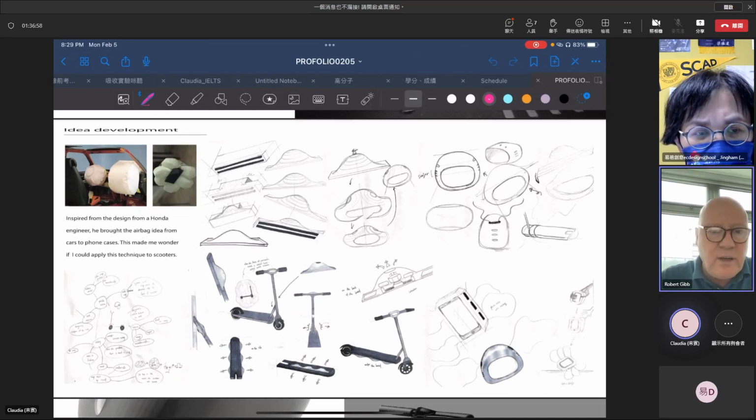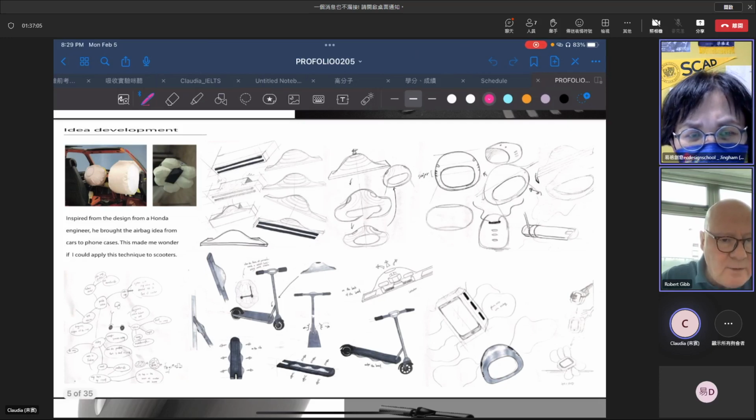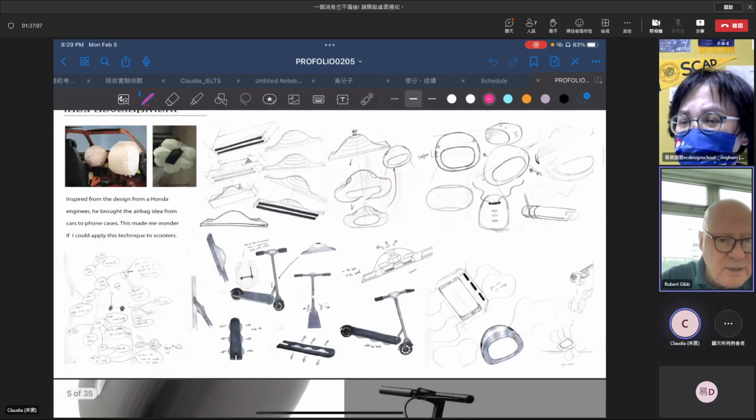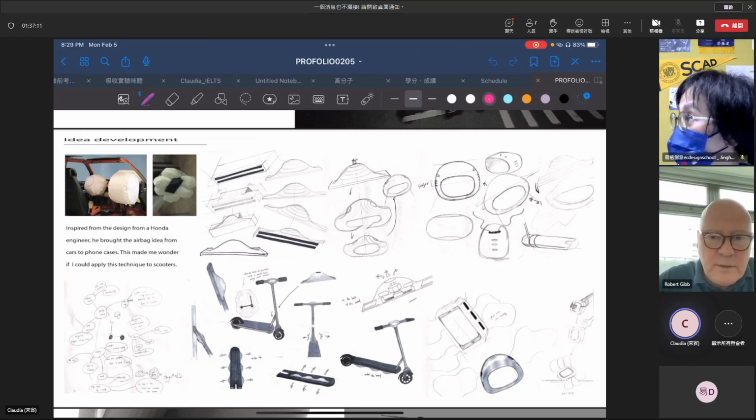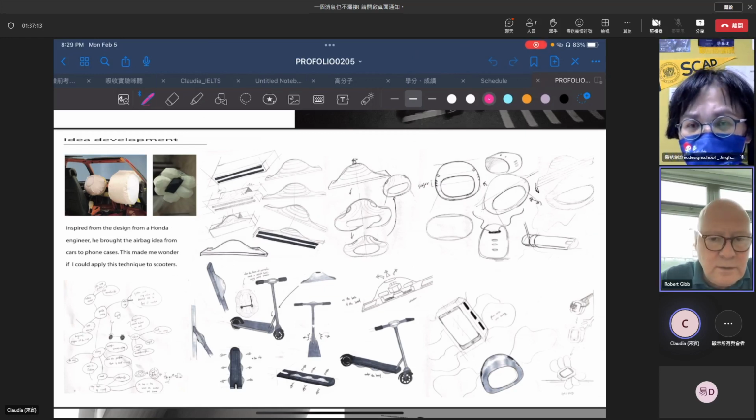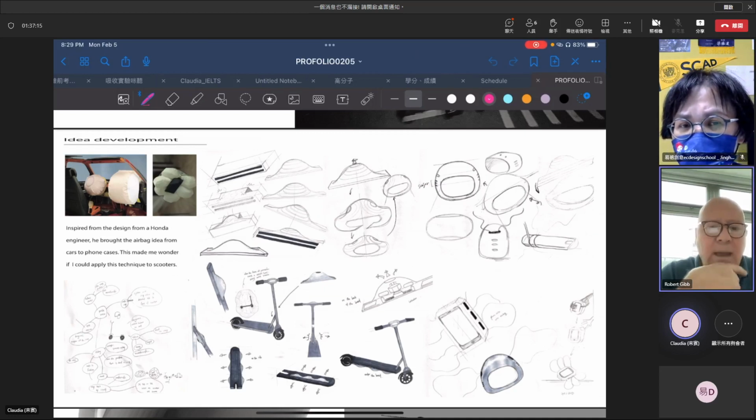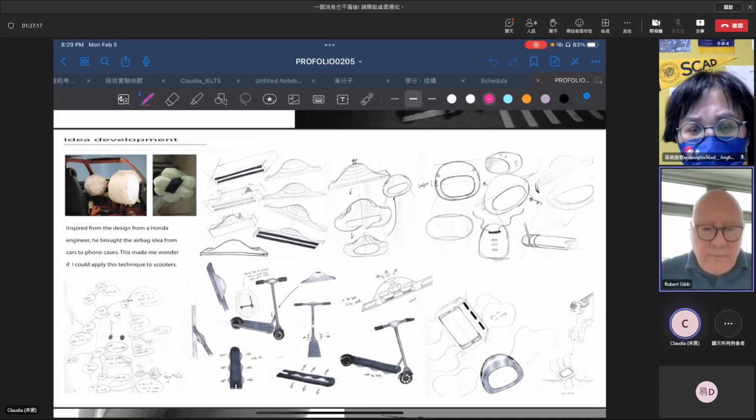Okay, so this is good. You've got a lot of iterations of development, so you're showing the processes. And you're saying it's coming from Honda, the initial designs. Yeah, they designed an airbag for iPhone. So I thought that is interesting if I use it for scooter.